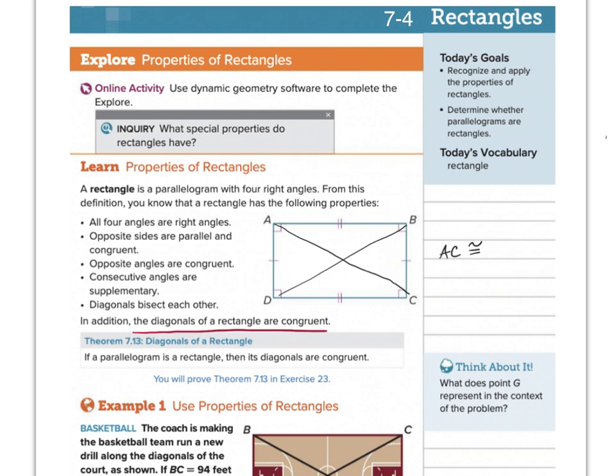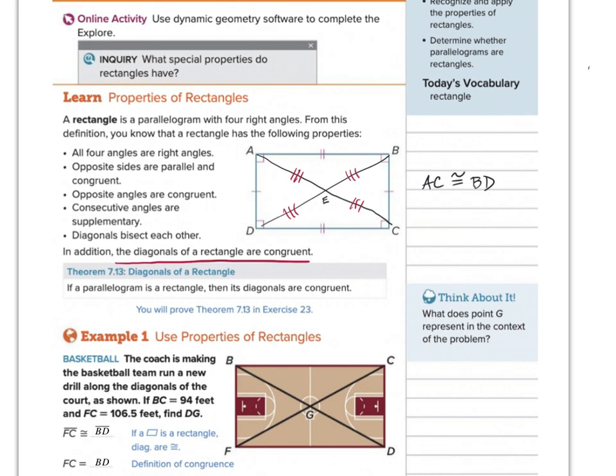So in this image, AC is congruent to BD, same length. If they bisect at point E, we would then know that AE, EC, BE, and DE are all the same length, because they bisect each other. So those are just some characteristics that we can utilize for a rectangle.